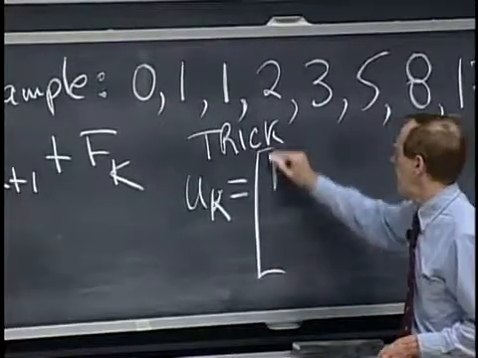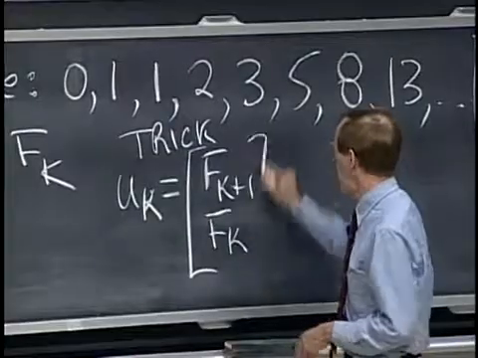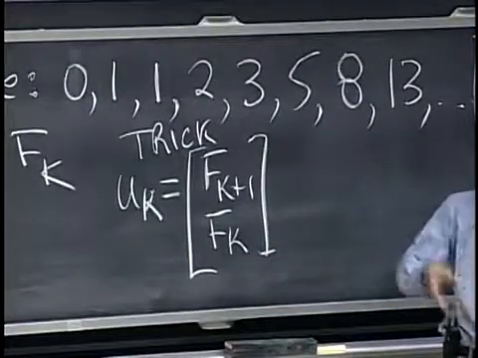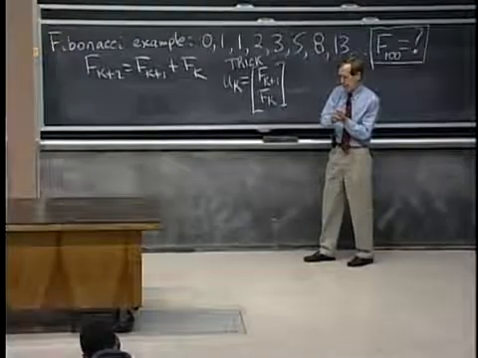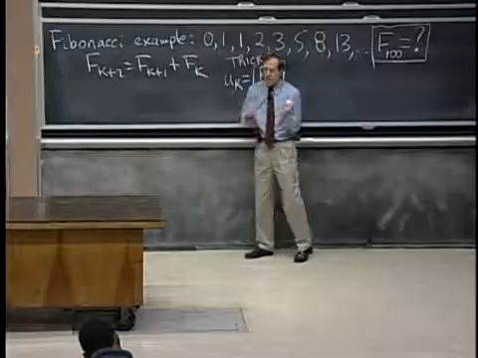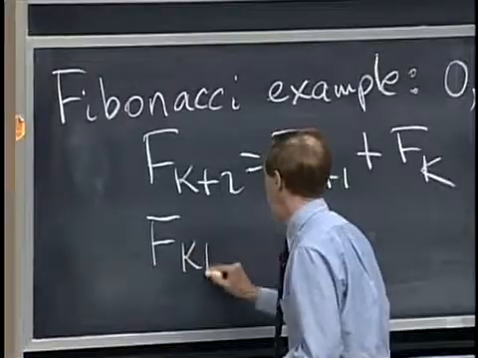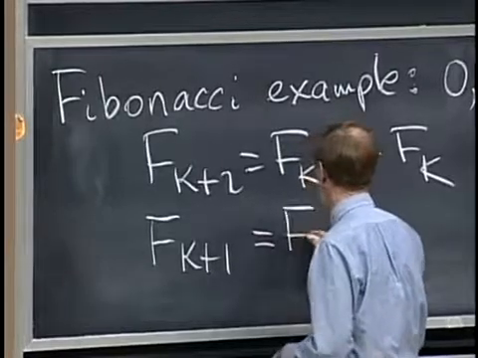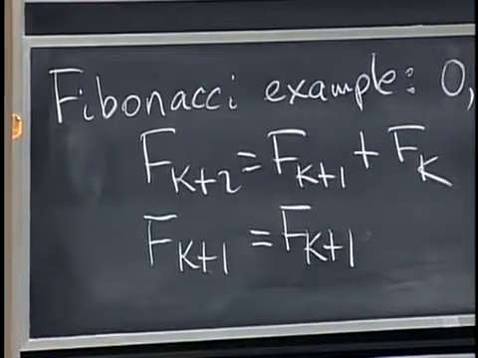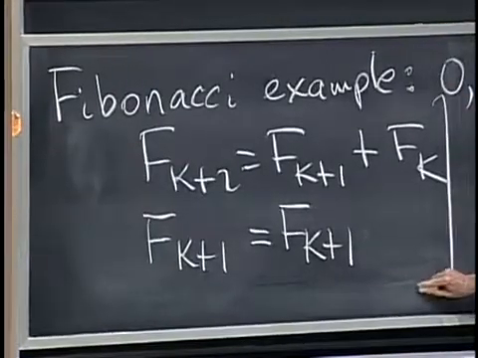Let u_k be a vector, f_{k+1} and f_k. So I'm going to get a 2 by 2 system, first order, instead of a scalar system, second order, by a simple trick. I'm just going to add in an equation, f_{k+1} equals f_{k+1}. That will be my second equation. Then this is my system.